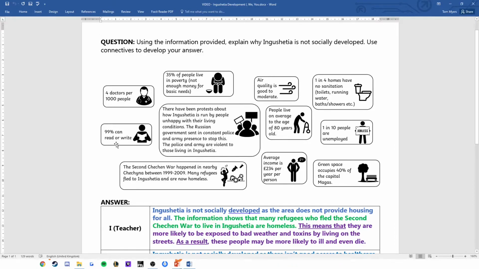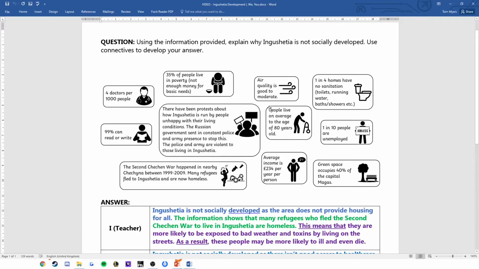99% can read or write. So that's to do with the education. So it's social development. There have been protests about how Ingushetia is run by people unhappy with their living conditions. The Russian government sent in constant police and army presence to stop this. The police and army are violent to those living in Ingushetia. So this is also proof that Ingushetia is not socially developed. People are not happy and they are not living in peace.